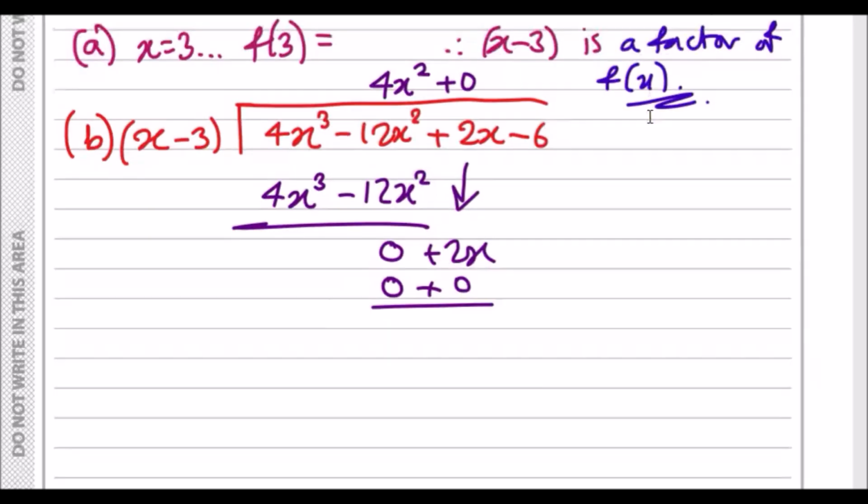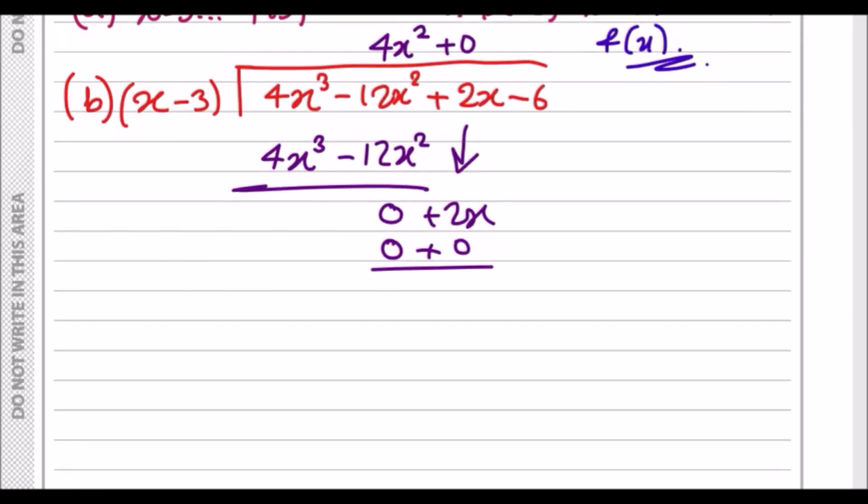Wow. I'm not really used to this kind of long division. It's usually a lot more intense. Now we subtract this and you're left with 2x. Drop the minus 6 down. So you got 2x minus 6.